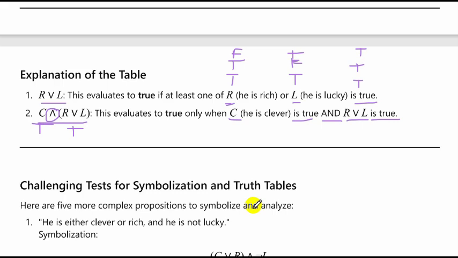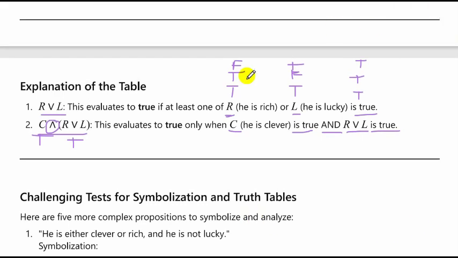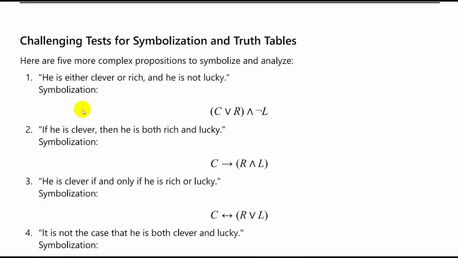Now let's look at a few test questions for us to solve. All right. These are complex propositions. We have to symbolize and analyze them. Then we'll also look at their truth table. He is either clever or rich, and he is not lucky. This is a similar type, but we have changed the wordings here. Instead of saying he is clever, or either he is rich or he is lucky, we have changed this to this one. So we'll start with challenging tests for symbolization and truth tables.